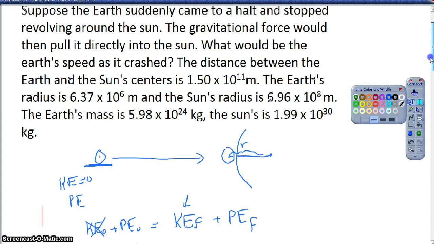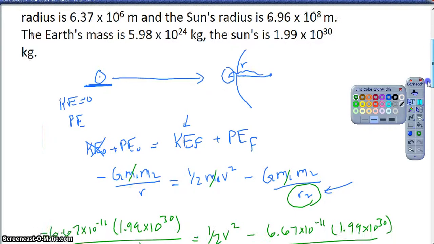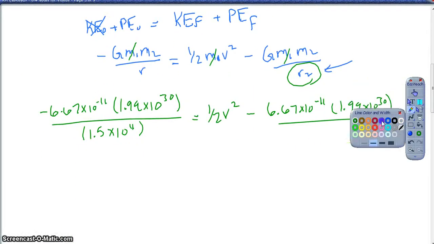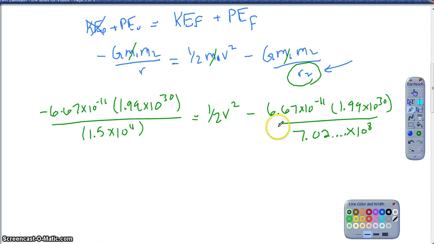So 6.96 times 10 to the 8th for the Sun, and 6.37 times 10 to the 6th for the Earth, which is just going to add a 0.06 really to that. So it ended up being about 7.02 times 10 to the 8th if I've added those correctly. Okay, so about 7.02, and obviously you have some change here as well, but times 10 to the 8th is my final displacement. So again, at this point, it's just a matter of solving.